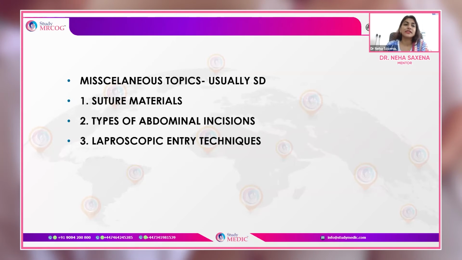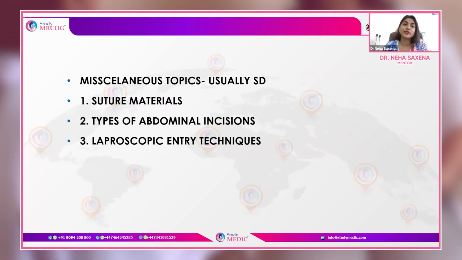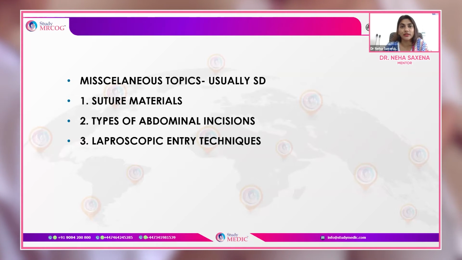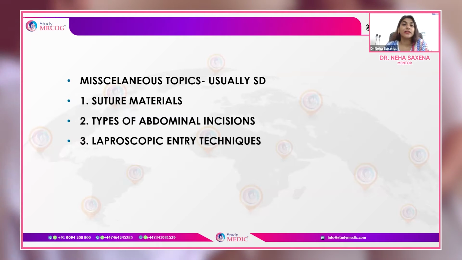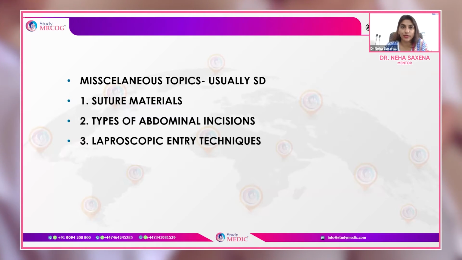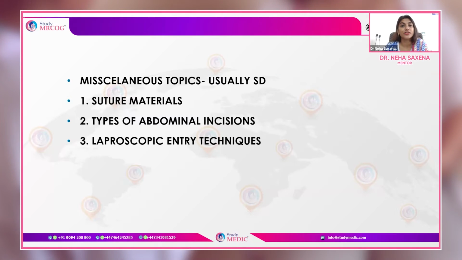Another type of station would be related to the suture materials, where suture materials may be put out and they might ask you what type of suture material this is, and where exactly you would be using it, the indications, the contraindications, etc. Then they can ask you about the types of abdominal incision while any station is going on. For example, in a structured discussion, they may ask what types of incisions are most commonly used, and what are the advantages and disadvantages of transverse and longitudinal incisions.